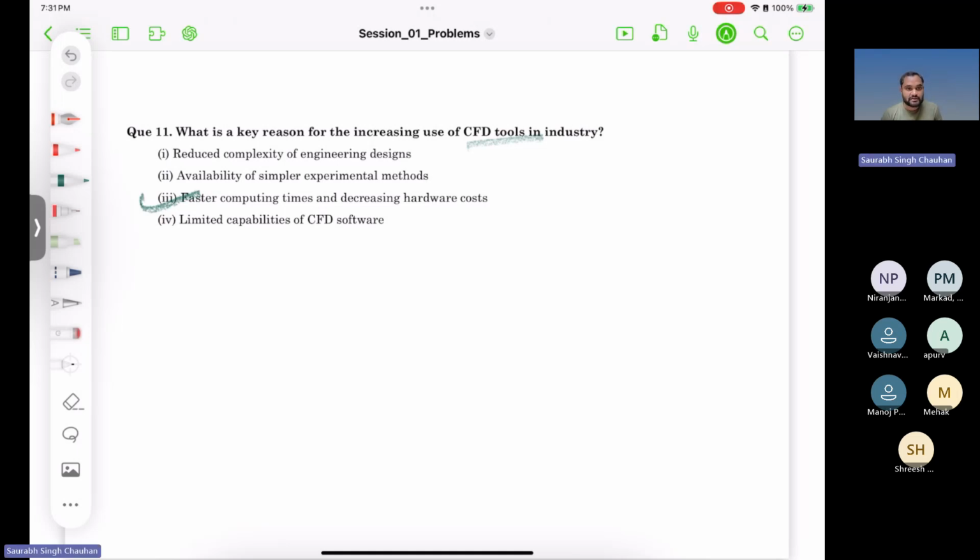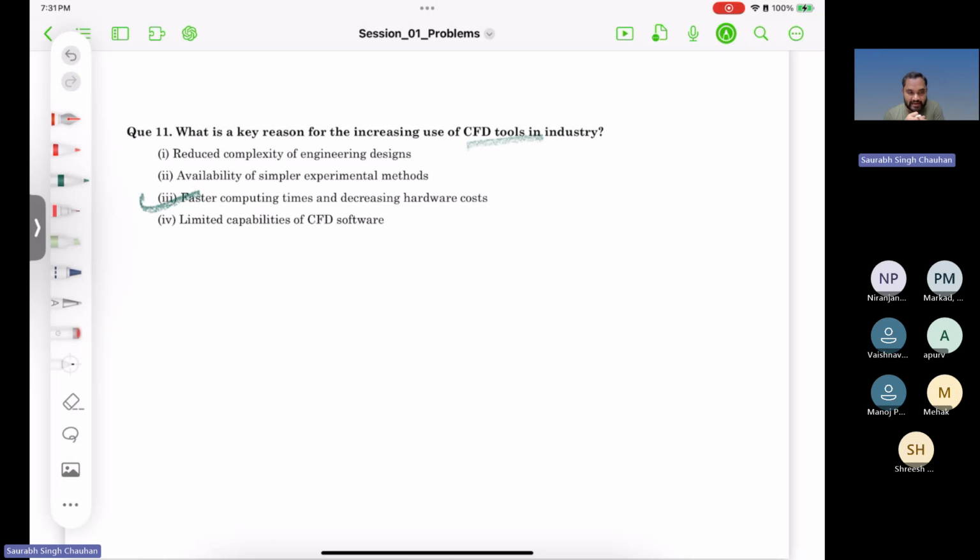Usually we consider experiments to better replicate the actual situation. If you want more realistic results, then we try to go for experiments, right? Because in experiments you try to replicate the real situation, and in real situations there can be some phenomenon going on which you cannot model, or if you try to model it, it is very difficult. For example, combustion, as we were discussing.